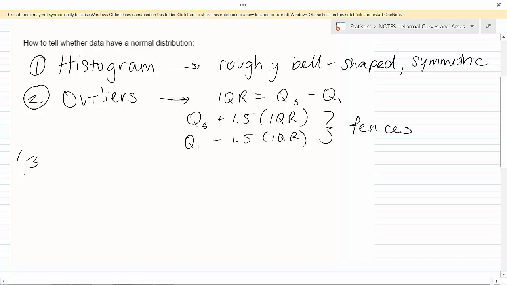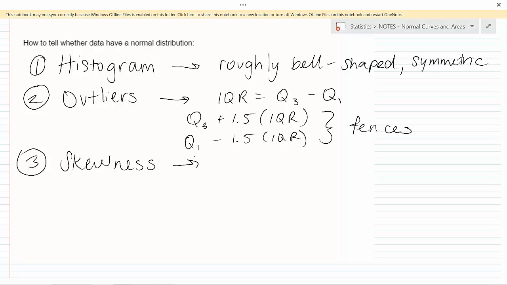The third thing that you want to look at is skewness. So we know that normal distributions are symmetrical. If you see your histogram is skewed to the left or skewed to the right, that would be evidence where you're starting to say, okay, this is not normally distributed.